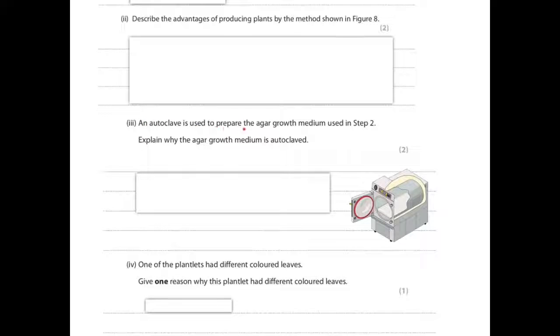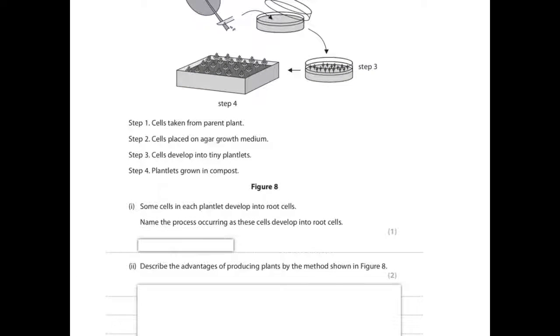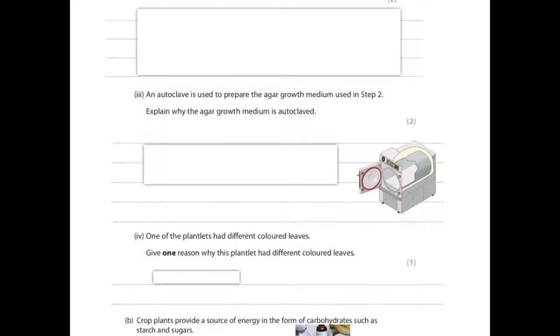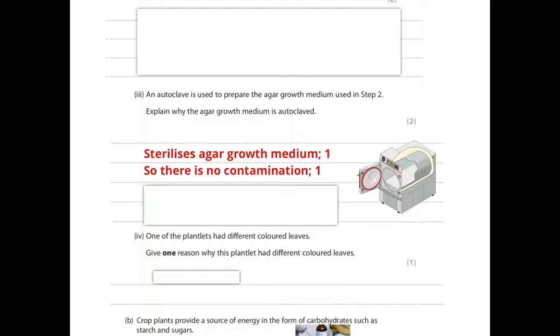An autoclave is used to prepare the agar growth medium used in step 2. An autoclave is a machine that uses very hot air and high pressure to sterilize or kill bacteria. Explain why the agar growth medium is autoclaved. Well, it's really important that you understand that these plantlets are very sensitive and can easily be destroyed by a fungal infection or bacterial infection. So we need to protect them. So sterilization is basically a way of killing any other bacteria. So it sterilizes the agar growth medium. That's why we use an autoclave. So there's no contamination, no foreign bacteria or fungi that could destroy the plants.